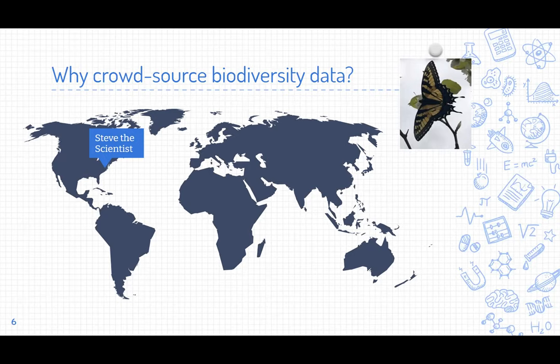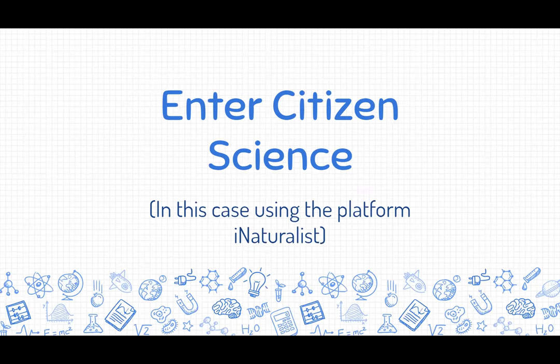So let's say Steve the scientist is studying tiger swallowtail butterflies. Like many faculty, over the summer, he'll pick a different region to travel to and continue his research. Over the years, he might get some funding or some research assistance to help him study in more places, but he'll still be limited in his ability to get a full picture of where those butterflies are. So enter citizen science. Instead of trying to collect all of the data himself, Steve can now use crowdsourced biodiversity data collected by millions of citizens worldwide.